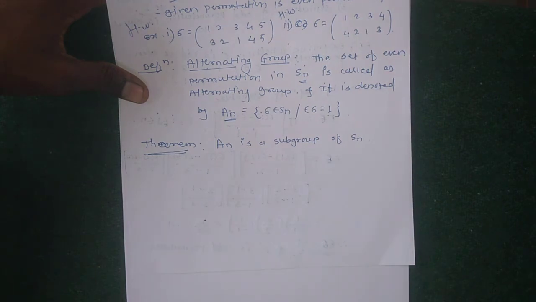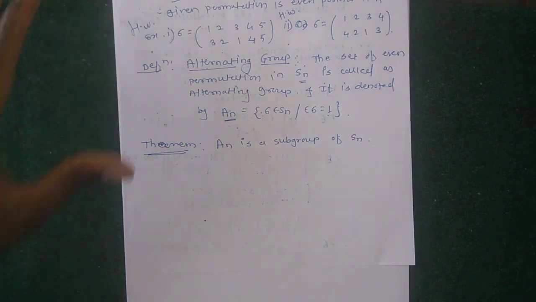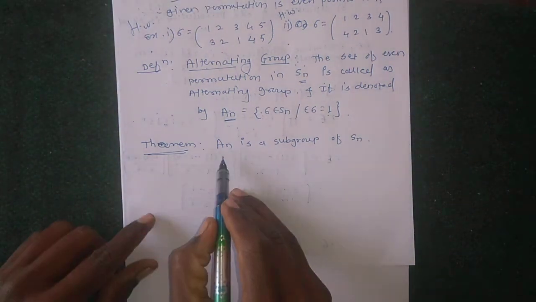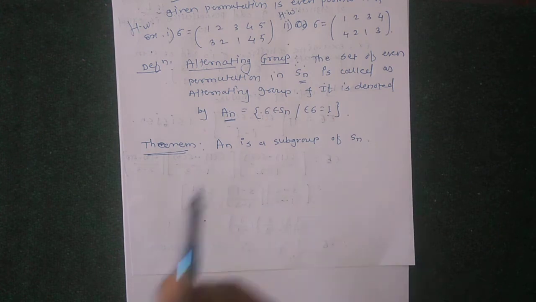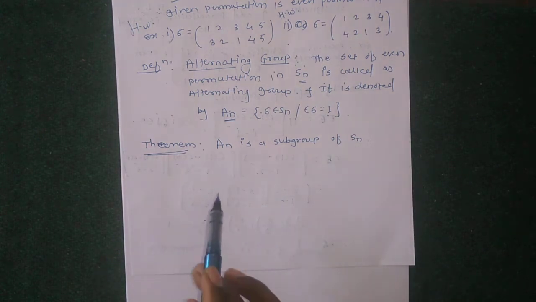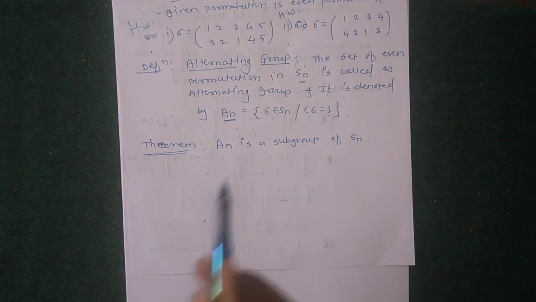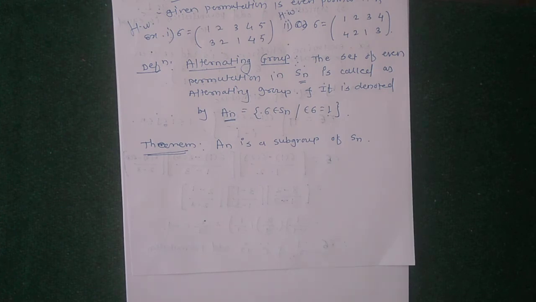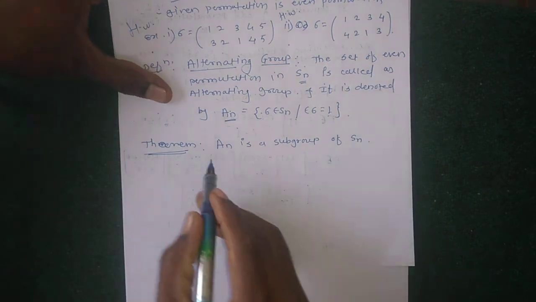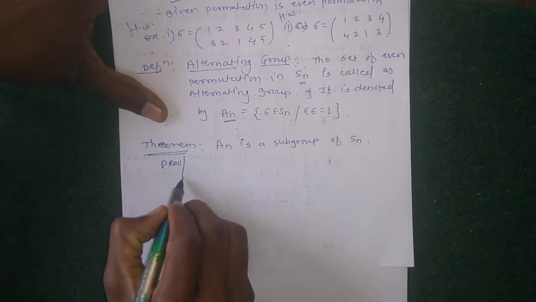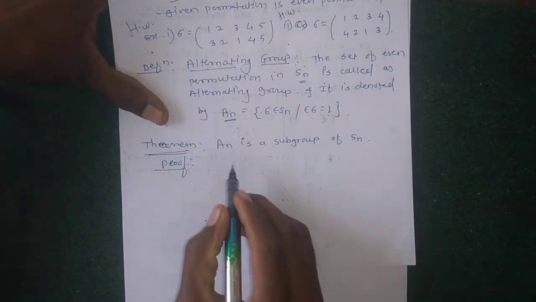Then for the inverse: any permutation chosen from An is an even permutation, and the inverse of an even permutation is again an even permutation. This implies that the inverse element also exists in An, so it is also closed. Therefore An is a subgroup of Sn. So this is a very simple proof of the theorem.